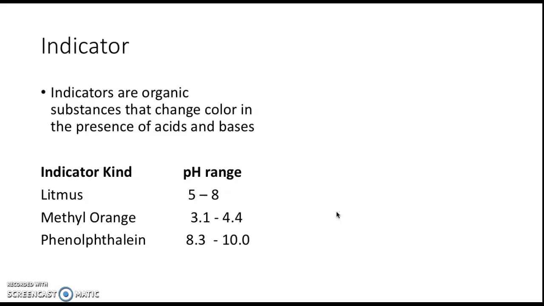If I'm using, let's say, litmus, which changes from red to blue, anything lower than 5 would be red. And then anything higher than 8 would be blue. Between the range of 5 to 8 is where I'm having my color change. So if my pH falls between that range where I'm having that color change, I wouldn't want that.